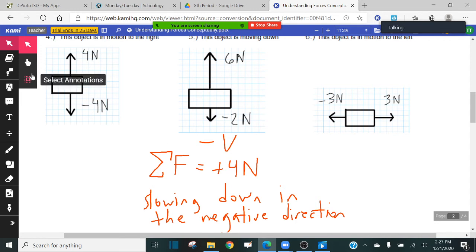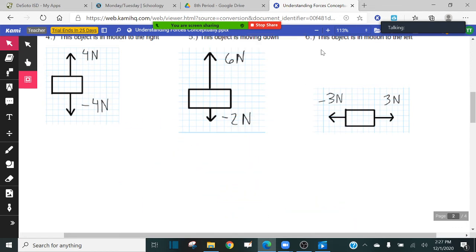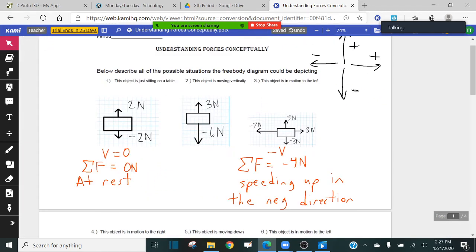All right, guys, let us go back up here to number 2. I want to look at number 2 now.